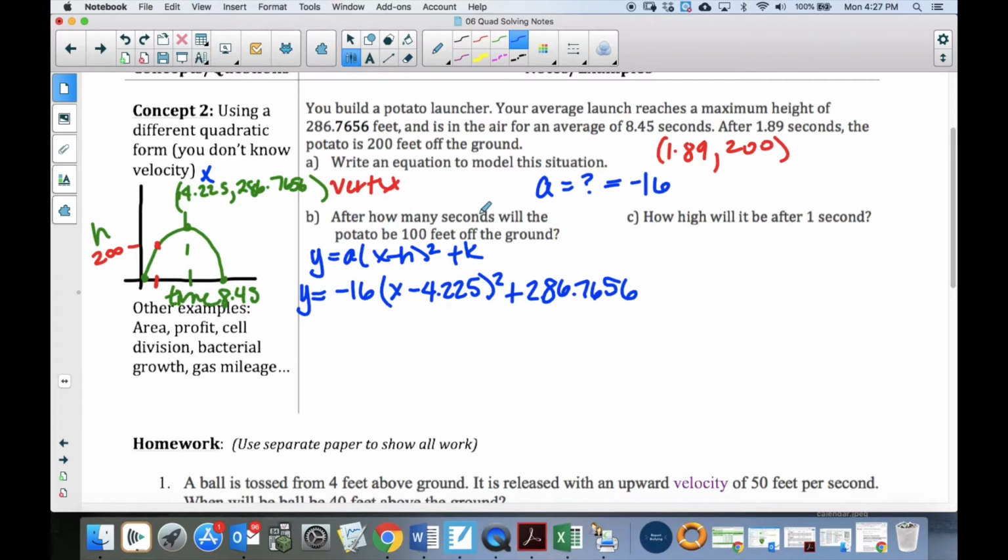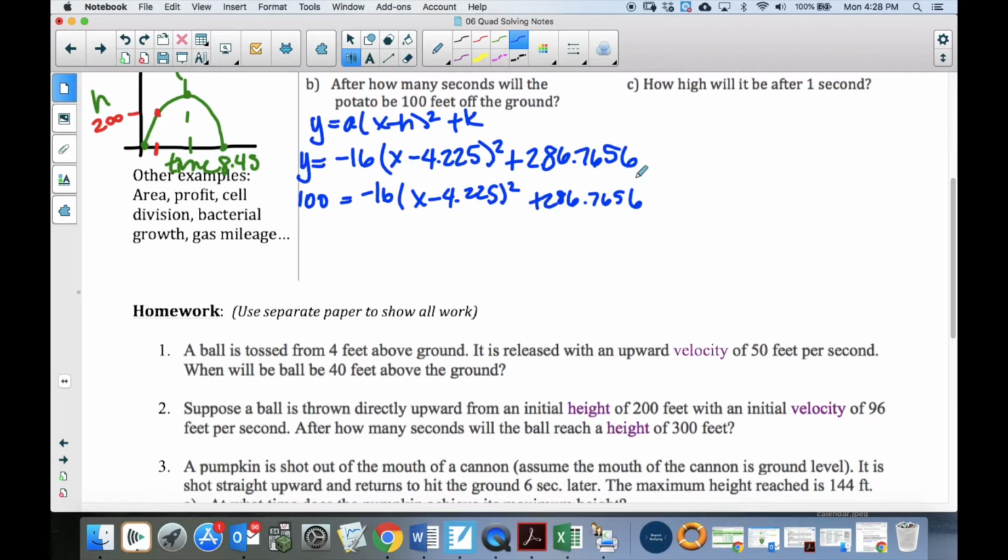So after how many seconds, we're looking for time. Will the potato be 100 feet off the ground? 100 feet is our height. So you see height on the y-axis. So I need to plug in 100 over here. And so I'm going to plug in that 100 over there. And now I'm going to work this out. And we've worked out problems like this in the past couple of days recently.